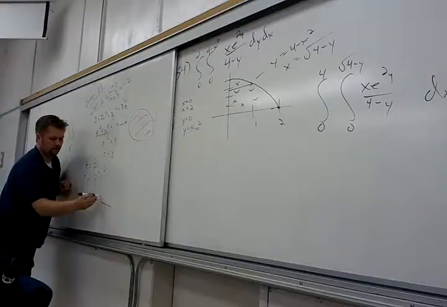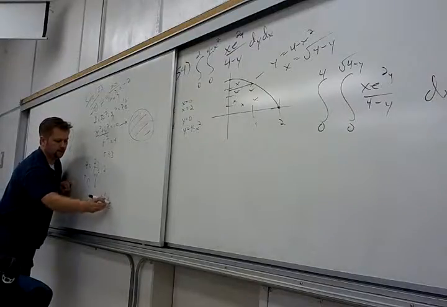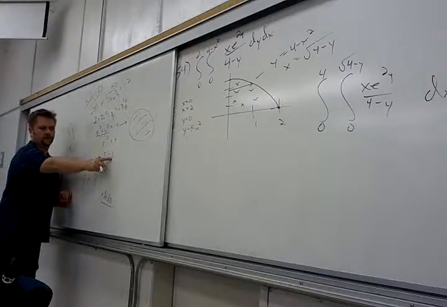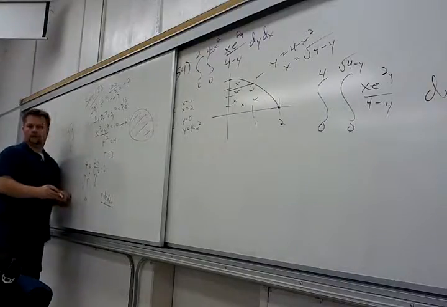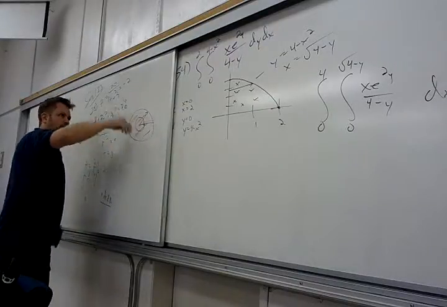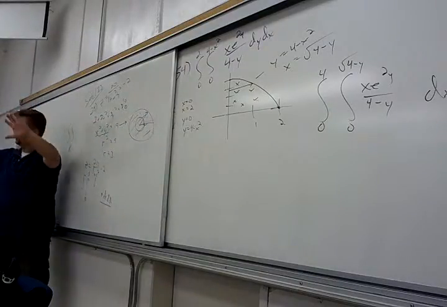And what do you have to put at the end here? R times dr d theta. I love it. R is going to go from 0 to 3, and theta is going to go all the way around, so that way you catch all of the points.